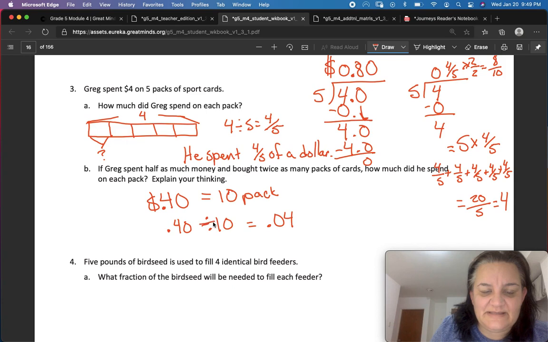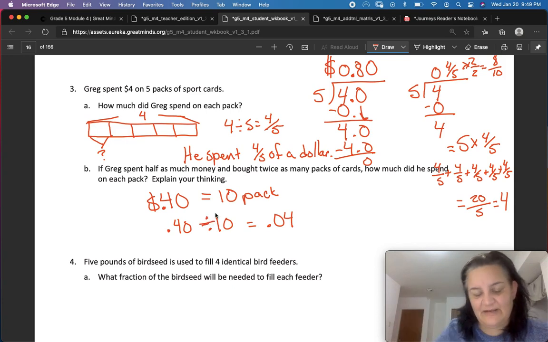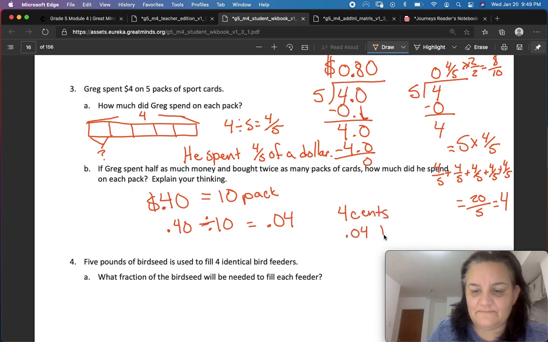Remember, look at that. That looks familiar, doesn't it? Gosh, it's like in there. It's in your brain. 0.40 divided by 10. We just moved the decimal point over 1. Right? We did. We just moved it from here to here. So how much did he spend? He spent 4 cents. Or you could say he spent $0.04 per pack.